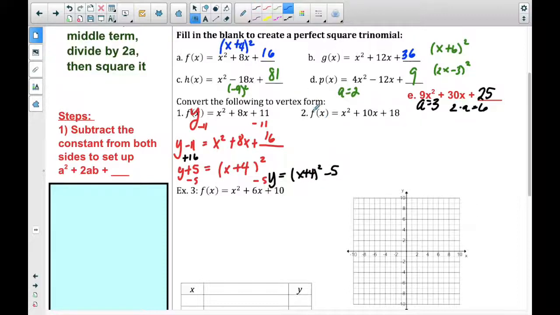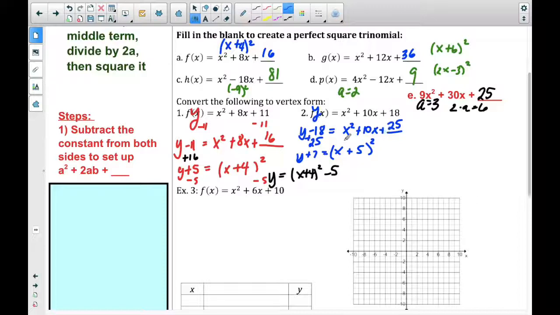Number 2. Once again, let's say this is a y. Let's subtract that 18. All right, we subtracted 18. What goes in the blank? Half of 10 is 5. 5 squared is 25. Now, if we add 25 on the right, we must add 25 on the left also. Anything you do to the right-hand side, you have to do it to the left-hand side also. So on the left-hand side, when we combine like terms, negative 18 plus 25 is y plus 7.